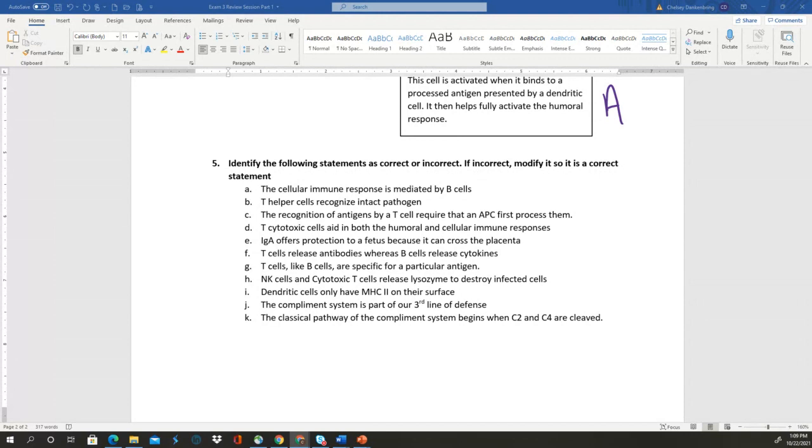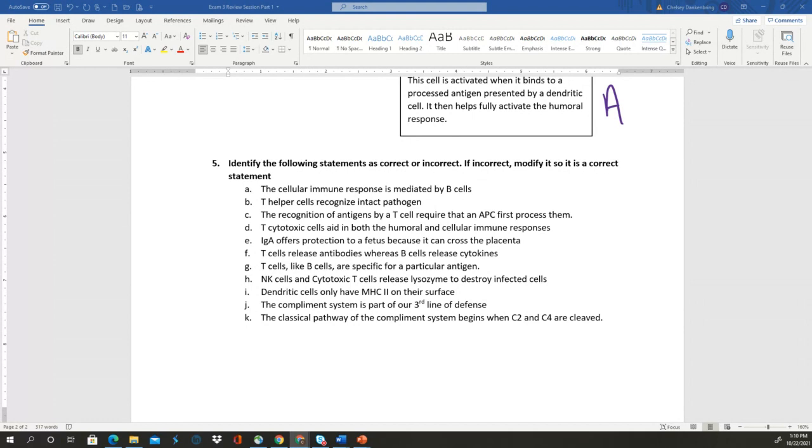So to make this statement true, we would need that to say T helper cells, because notice here it says aid in both. T helper cells can have other roles in the cellular immune response that we didn't really talk about, but mainly cytotoxic T cells are only involved in cellular immune responses. Remember, they're causing infected cells to die. T helper cells, though, are going to help activate B cells, or I should say further activate B cells.